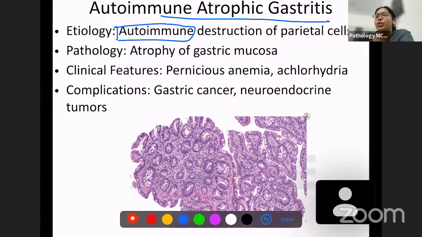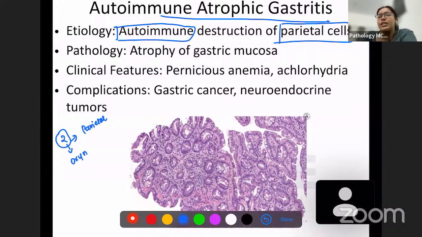They're going to destroy the parietal cells in the stomach. We know that there are two important types of cells present in the stomach, right? One is parietal cells and the other is oxyntic cells or chief cells. What is the function of parietal cells? The function of parietal cells is production of intrinsic factor. What does intrinsic factor do? Its function is to bind to B12.